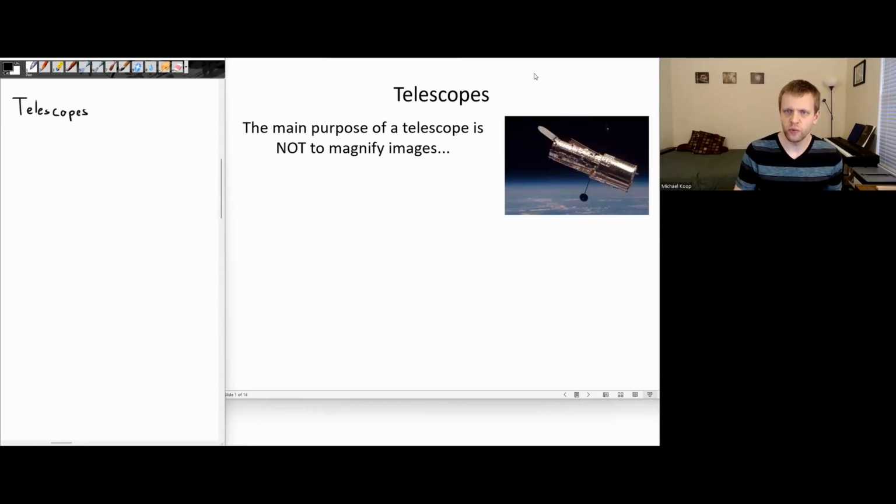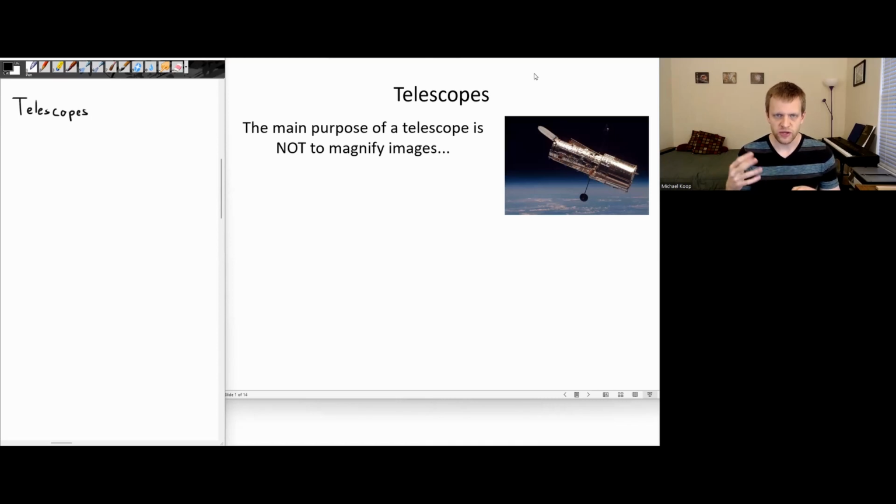So for this session, what we want to do is talk a little bit about some of the general properties of telescopes. We're not going to go into too much detail in the many different kinds of designs that you can have for telescopes, but more look at the big picture of what are the goals of these telescopes and what are some of the main limitations.